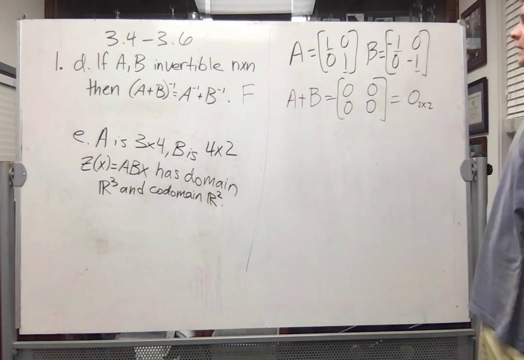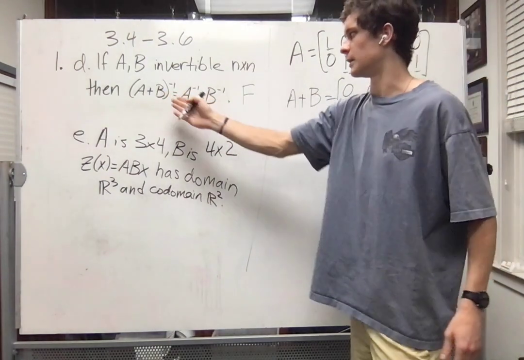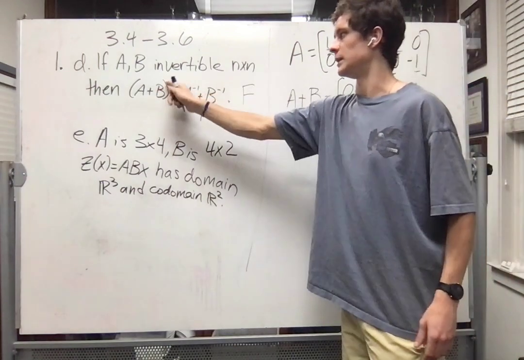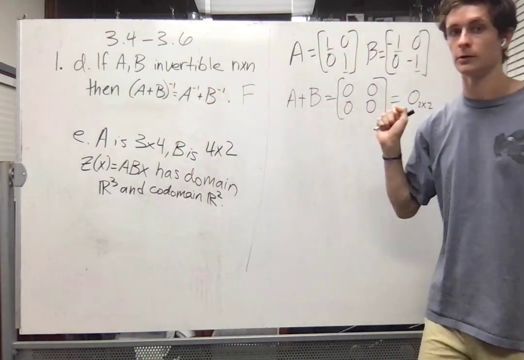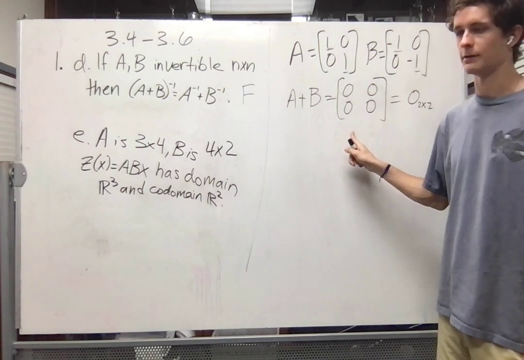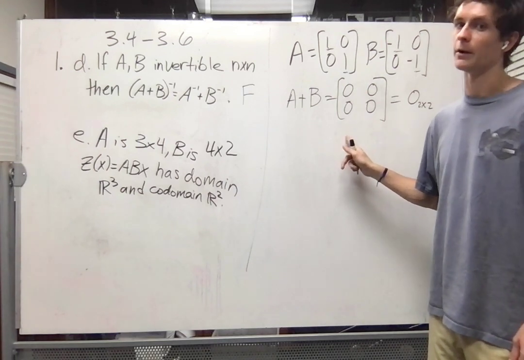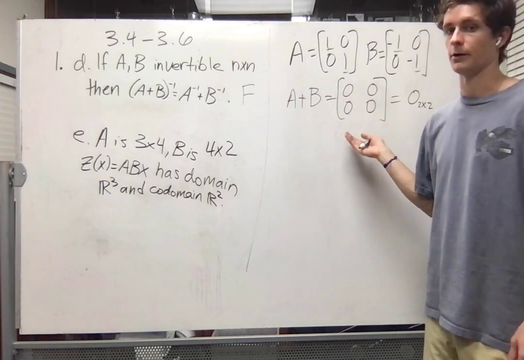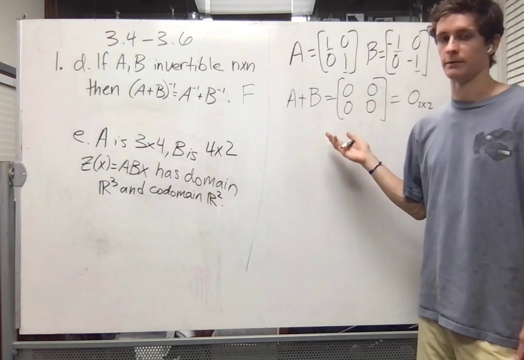So if (A plus B) inverse were going to be A inverse plus B inverse, then we would certainly want A plus B to be invertible. But A plus B is not invertible. The zero matrix is not invertible. If you're wondering why, once again, you can see it doesn't have pivots in every row and every column. It doesn't have any pivots.